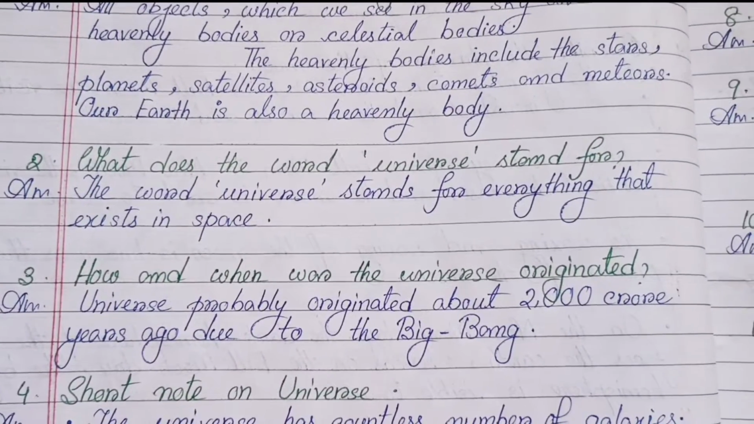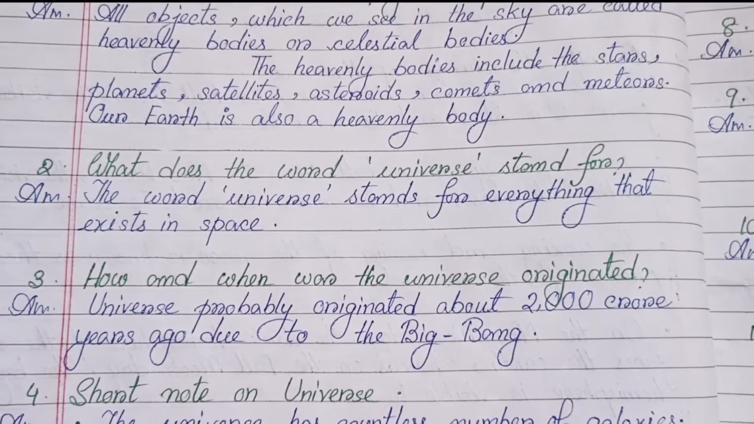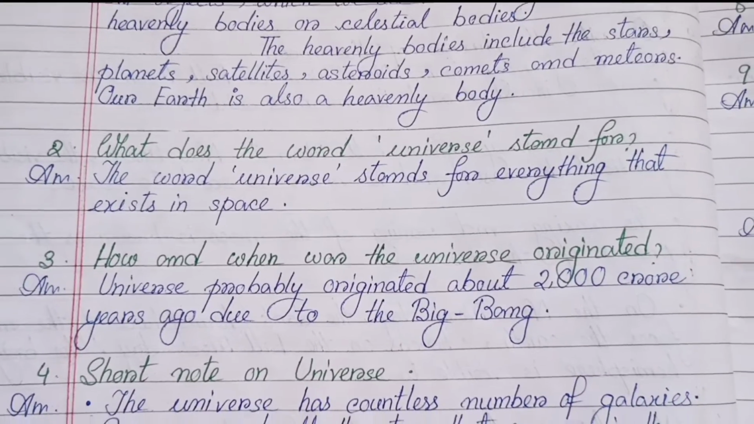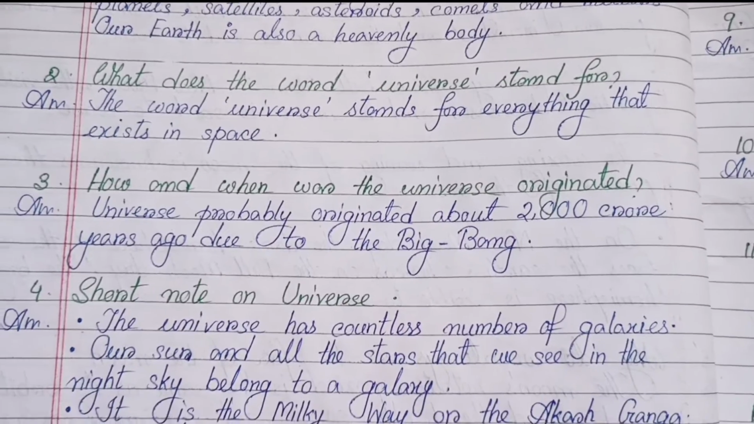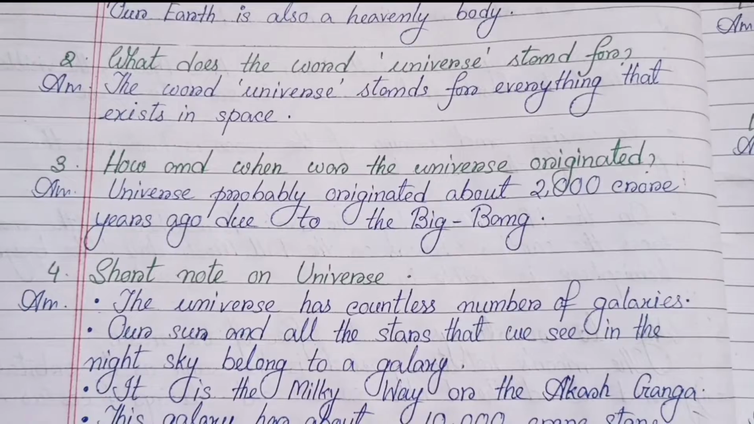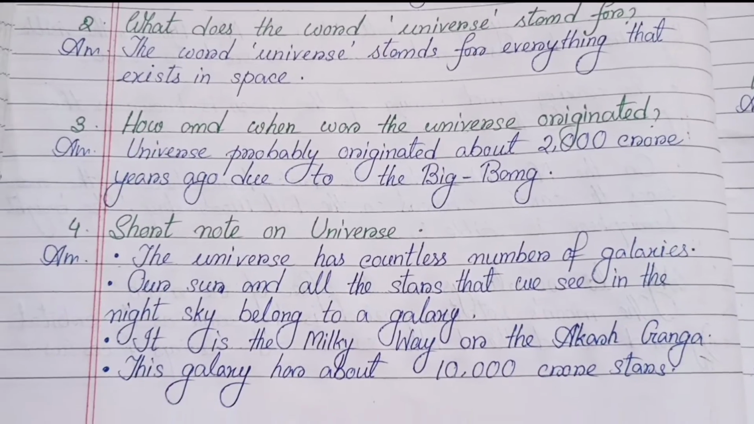Number 2. What does the word universe stand for? The word universe stands for everything that exists in space. Number 3. How and when was the universe originated? Universe probably originated about 2000 crore years ago due to the Big Bang.